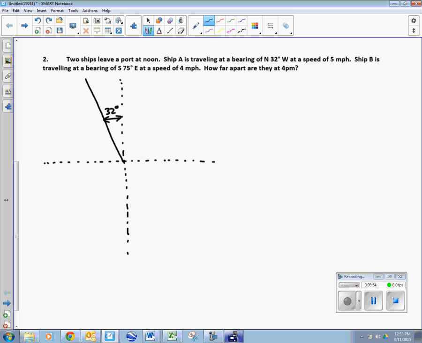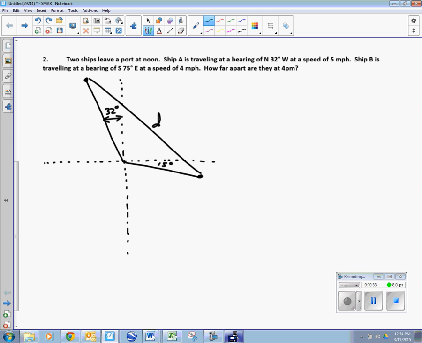The other one is south 75 east. So that would be more like that, correct? So if that's 75, then this little one here is 15. I'm wondering how far apart they are. I'm wondering this distance. Oh boy. I could use some distances.